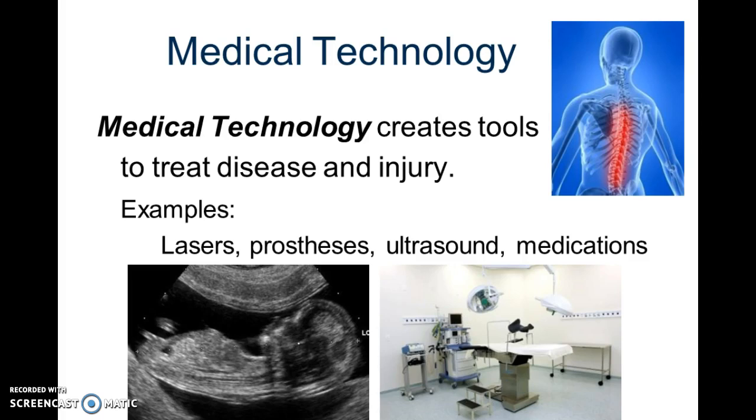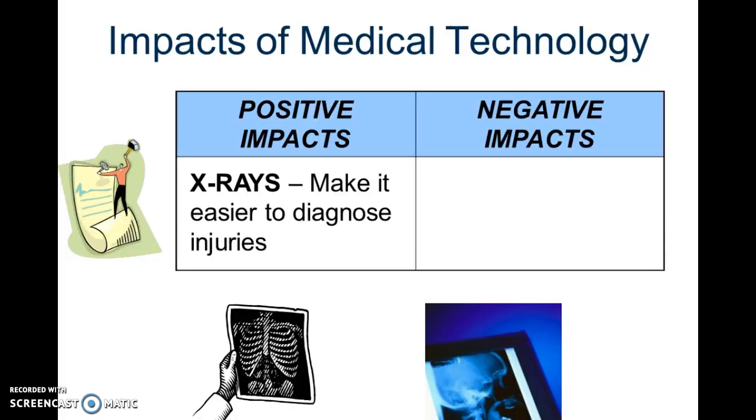Medical technology creates tools to treat disease and injury. Different examples of medical technology include lasers, prosthesis, ultrasound, and medications. Some positive impacts are x-rays. Have you ever gotten an x-ray to see if you had a bone broken or not? If you've noticed, our principal has been on crutches. He has a fractured femur. He found that out because of an x-ray.